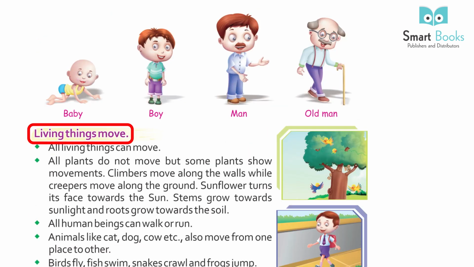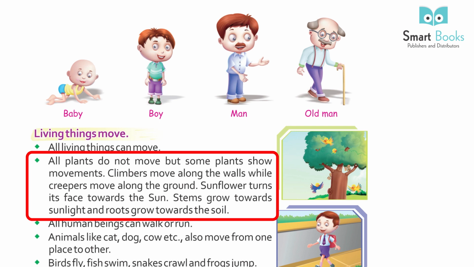Living things move. All living things can move. All plants do not move, but some plants show movement. Climbers move along the walls while creepers move along the ground. Sunflower turns its face towards the sun. Stems grow towards sunlight and roots grow towards the soil.